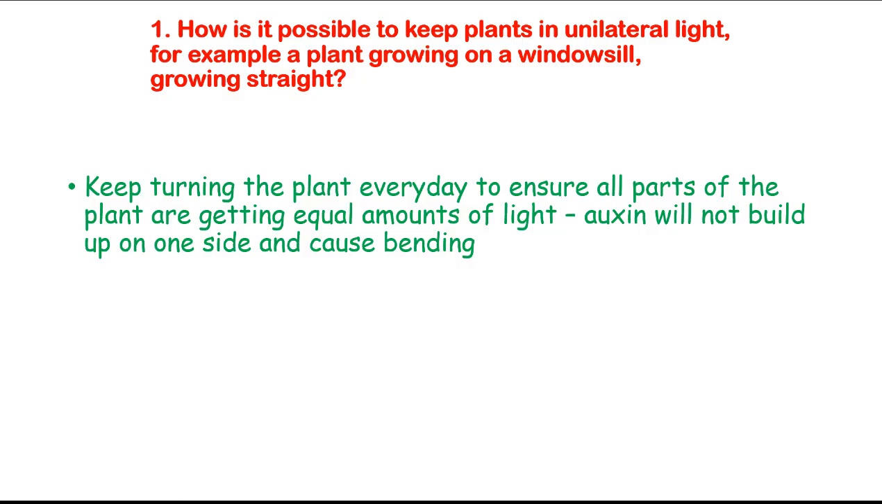How is it possible to keep plants in unilateral light, for example a plant growing on a windowsill, growing straight? So what you need to make sure you do is turn the plant every day to ensure all parts of the plant get equal amounts of light, because the auxin will not just build up on one side and cause bending. By constantly turning the plant, it means that the auxins are equally distributed.